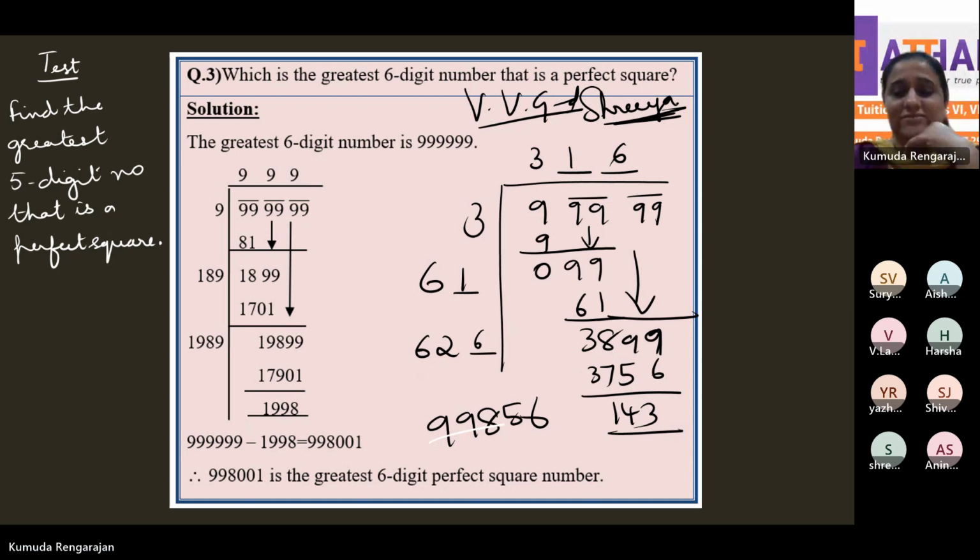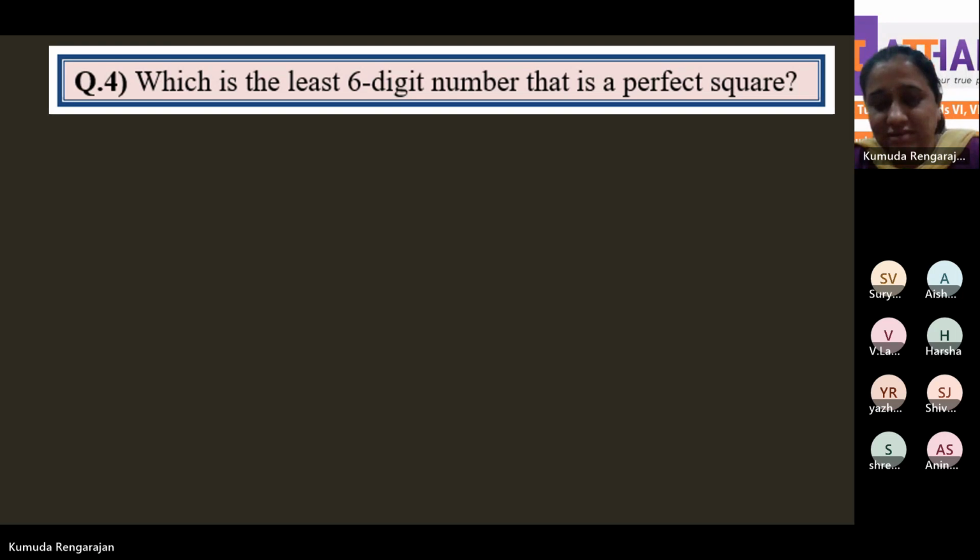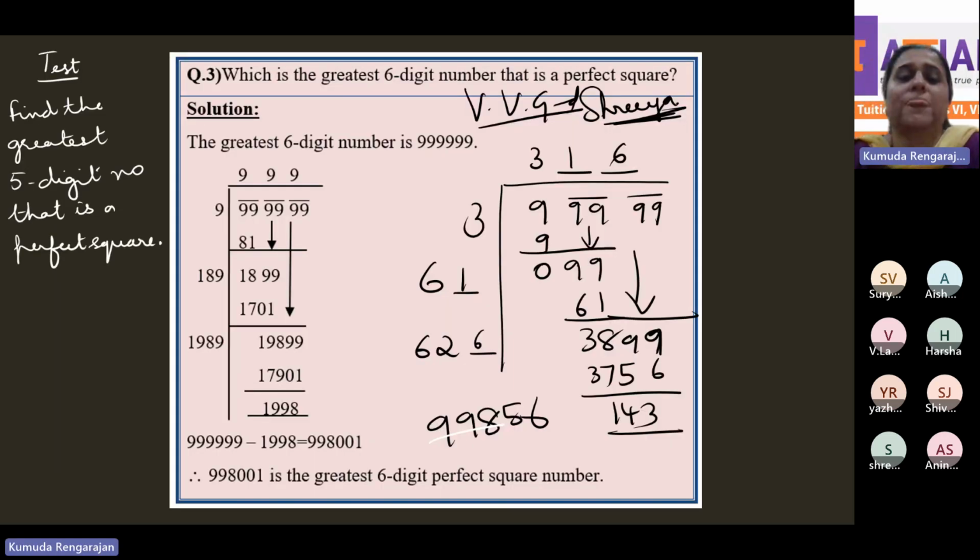Very nice. Ma'am, if they ask us the smallest, the next question? No, 1 minute. That's the next question. We'll do that. Okay, ma'am. See the next question. Is this done, children? All of you finished this one? Yes, ma'am. Okay.